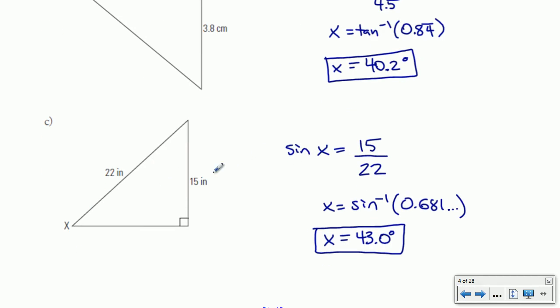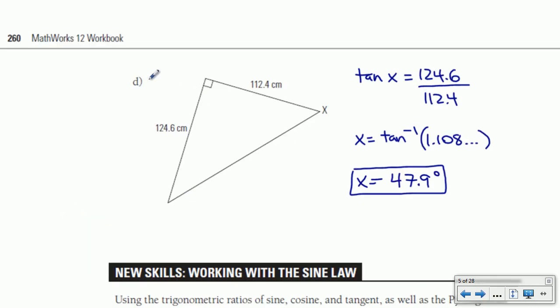And for 2c, we have the opposite and hypotenuse. We need to use sine. So sine of x is opposite over hypotenuse. We do this division. It gives us 0.681 and some other digits. And then we take the inverse sine of this number, and we get 43 degrees. That's angle x.